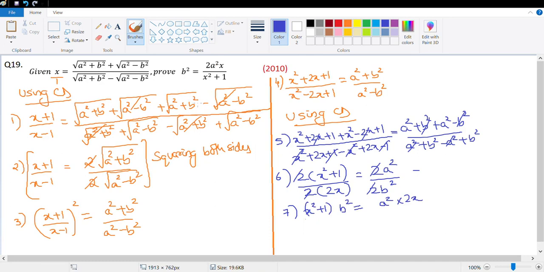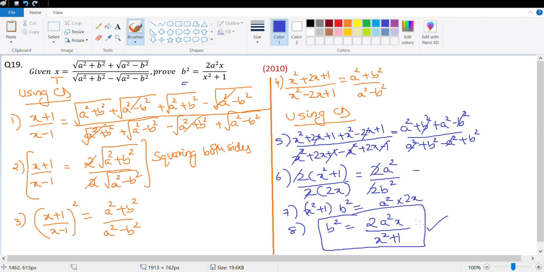What do we want? We want b square as the subject. Okay, so making b square the subject, I get 2a square x upon x square plus 1. That's the value of b square. Perfect. That's exactly what they wanted us to prove. We've been able to do it. Interesting question. We used a couple of concepts. First, we did componendo and dividendo once, then we squared both sides, then we used componendo and dividendo a second time. That should end this video for me.